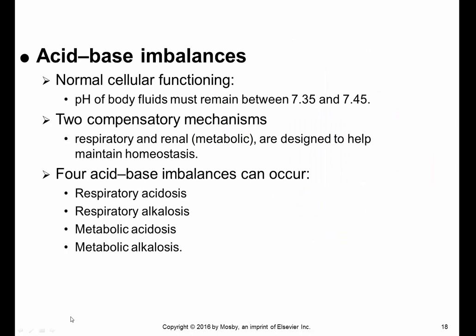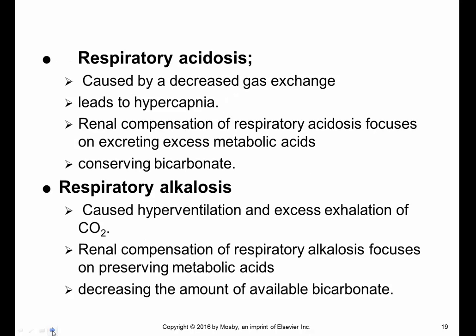So we know that there are imbalances of our acid-base. When our acid or base are imbalanced, we have two compensatory mechanisms that kick in. We can have either a renal or a respiratory compensatory mechanism, and they're designed to help return that acid-base level to within the 7.35 to 7.45 range needed. There are four imbalances that can occur: respiratory acidosis or respiratory alkalosis, metabolic acidosis or metabolic alkalosis.